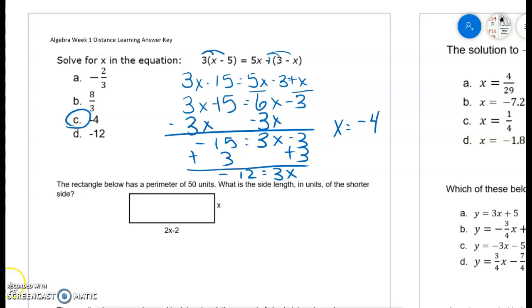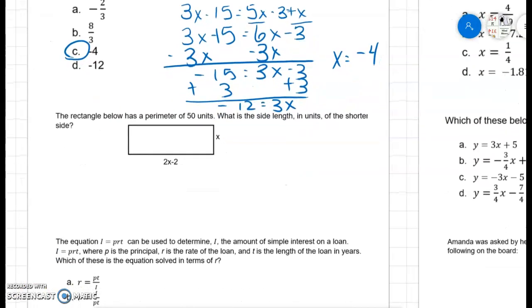On the second one, we had a rectangle. It says the perimeter is 50. What is the side length? So you need to make sure you're adding. We have 2 x's and we have 2x minus 2's. And that's going to equal 50.